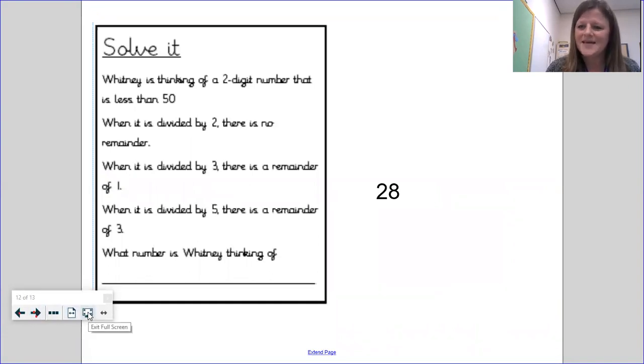Okay, hope today's been okay. You've done lots of learning. We are moving on to 3-digit numbers tomorrow, but hopefully because you've done the hard work this week, it will get more straightforward. Okay, well done.